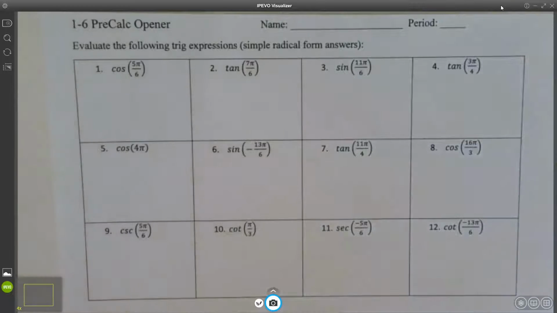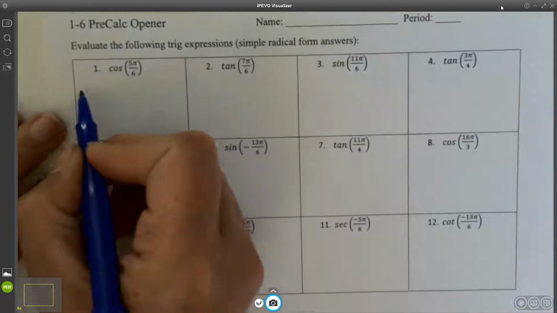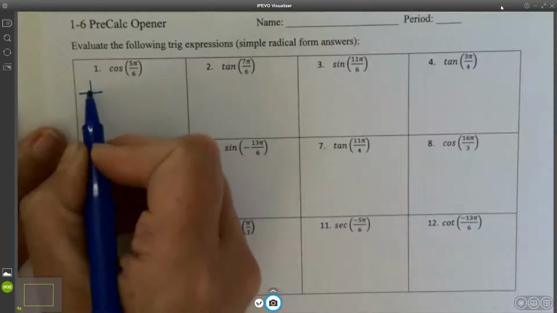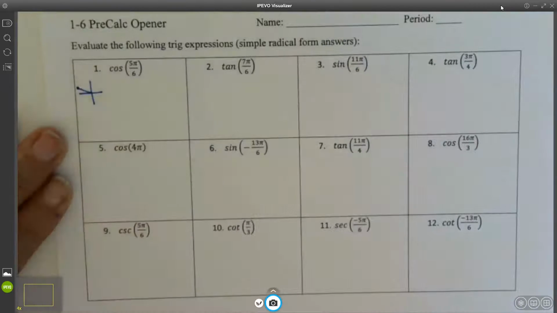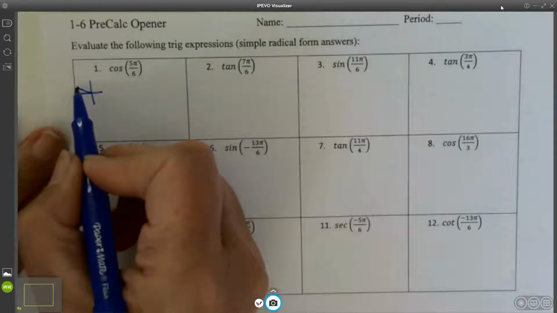This video is going over the opener from lesson 1.6 on simplifying trig expressions. So the first question is asking you to find the cosine of 5 pi over 6. I'm going to draw a little sketch of where that is on my unit circle. 5 pi over 6 is approximately there. The cosine is going to be my x coordinate.